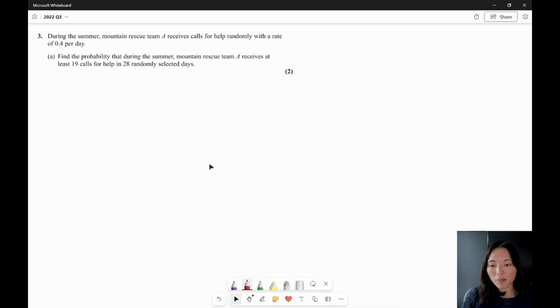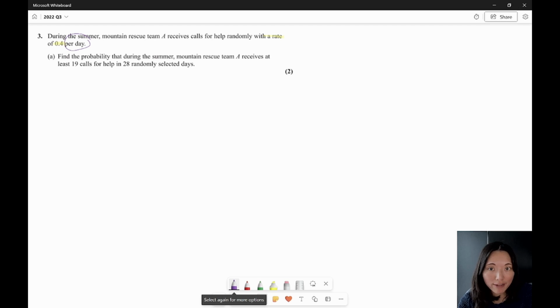It says, during the summer, Mountain Rescue Team A received calls for help randomly with a rate of 0.4 per day. Part A is asking us to find the probability that during the summer, Mountain Rescue Team A received at least 19 calls for help in 28 randomly selected days. Now, there are a few things I'm highlighting in the question. First of all, the rate of 0.4. And the important thing is to note that the rate is per day.